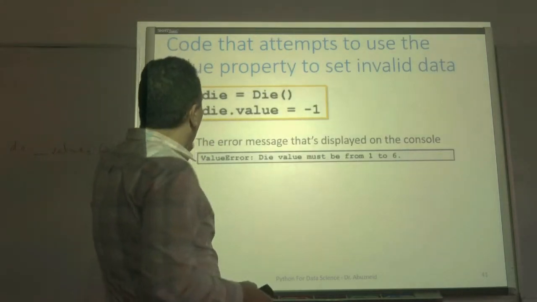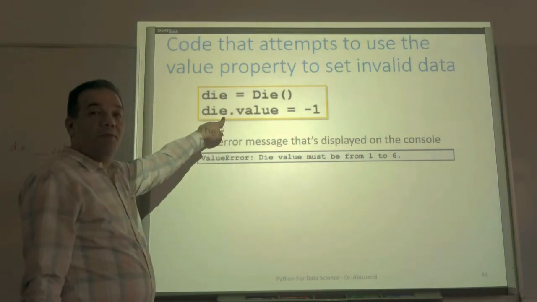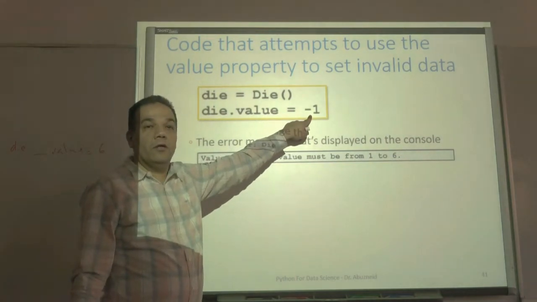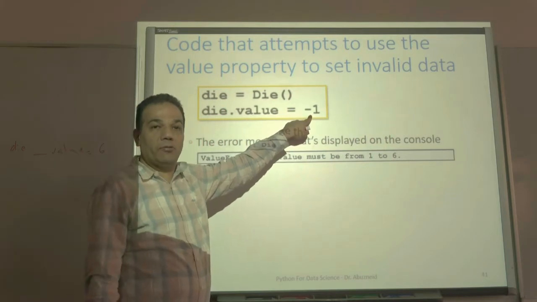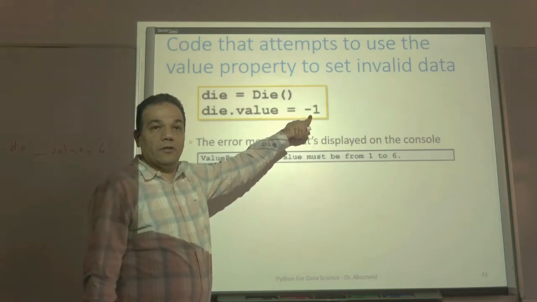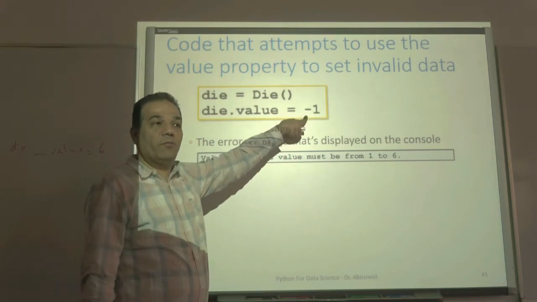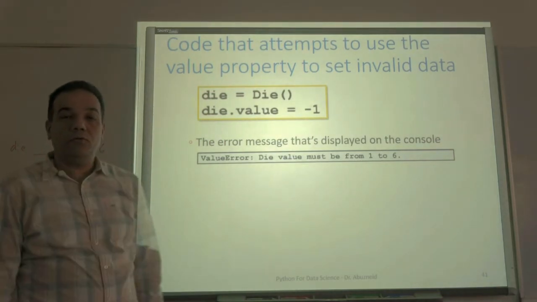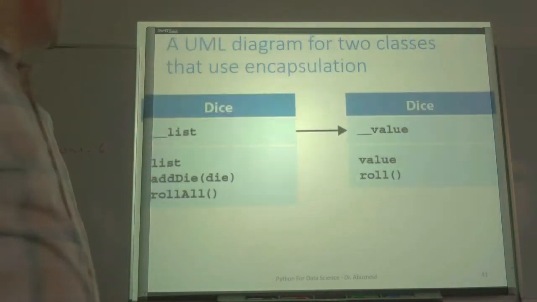So in here, for example, you asked me, if I didn't set the property and I said die.value equals -1, what will it give me? If I did not set up the properties, it will accept it. Now, because I made it private and set the property, will it accept it? It will raise the error. It's very nice, actually. That's how we should use it.